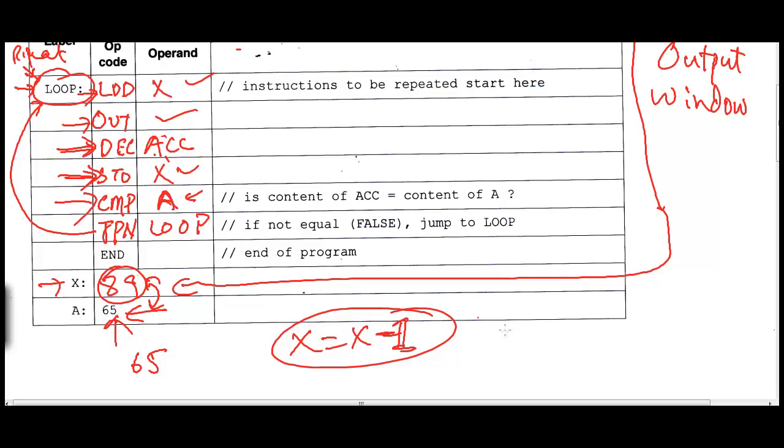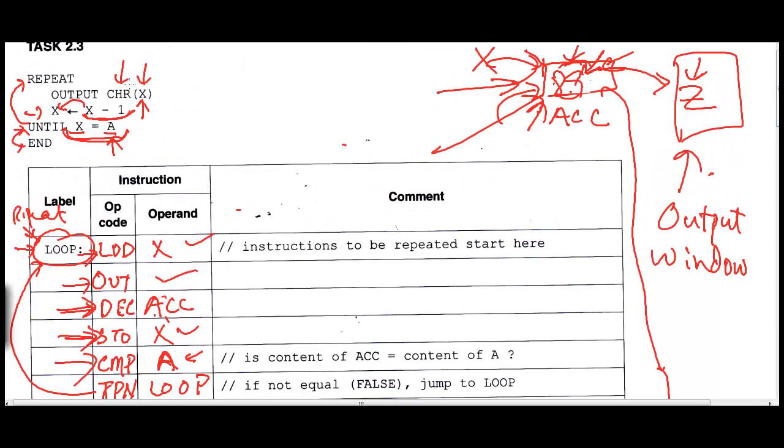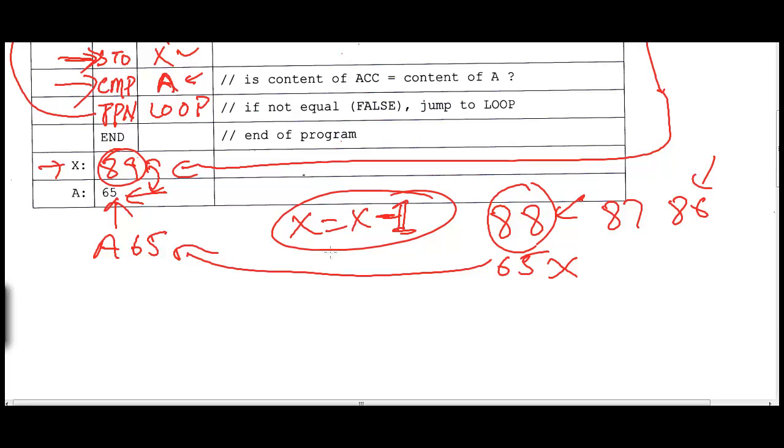So this value 89 is then going to become 88, which is then going to become 87, which is then going to become 86, until we keep decrementing, and there will come a stage when X will equal 65, and then the value of A is going to match the value of X. Until that point X will keep decrementing, and until that point we are going to output the character corresponding to the value of X. And guess what? The first character that was printed was capital Z, when X was equal to 90. And then when X was equal to 89, capital Y was printed.